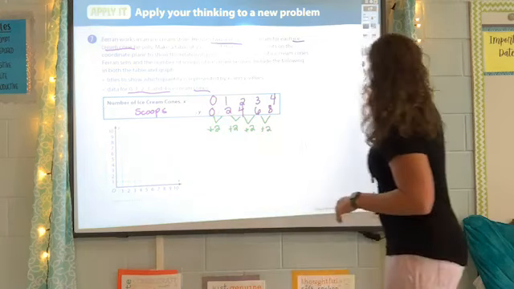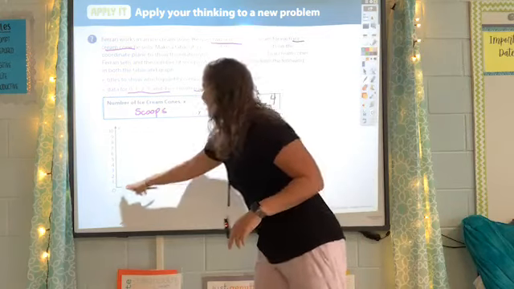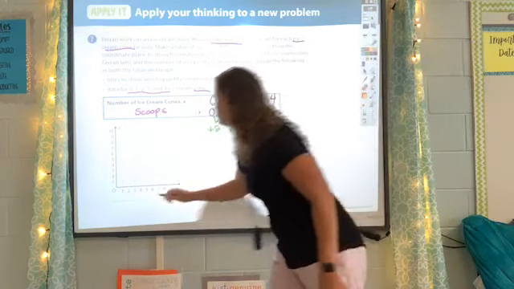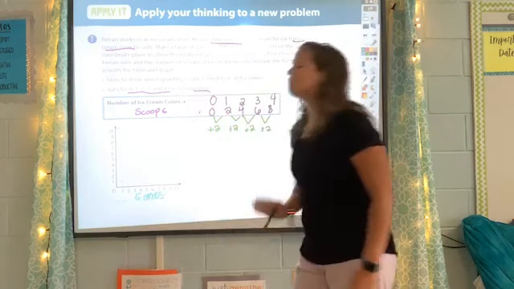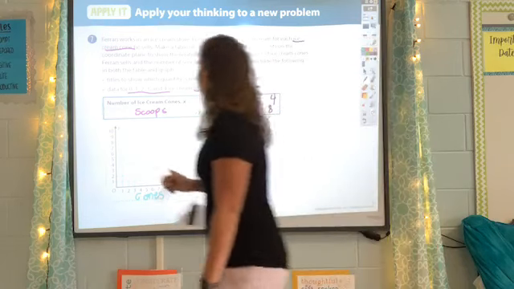All right? So we need to label this. So we know that our x-axis, which is horizontal, is going to be my cones. So I'm going to just put cones. And we know my y-axis, which is vertical, is going to be my scoops.